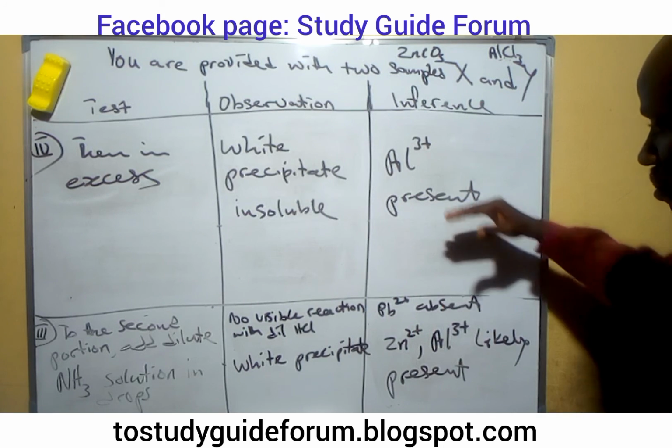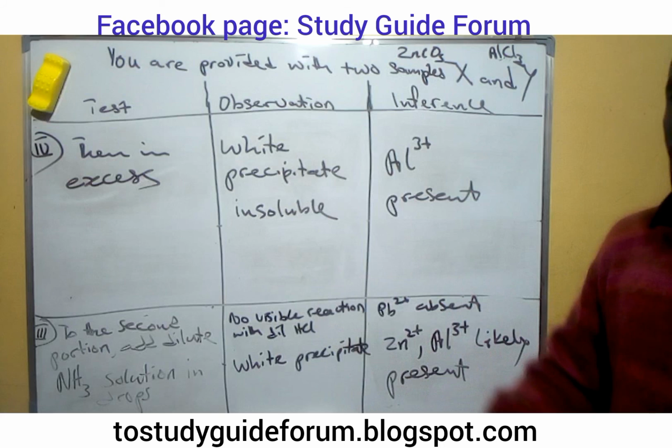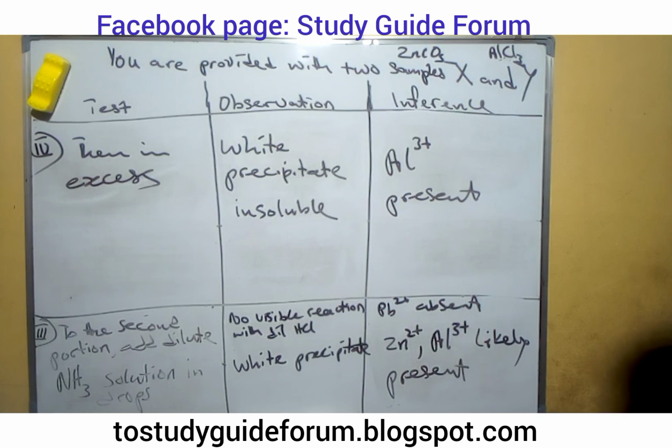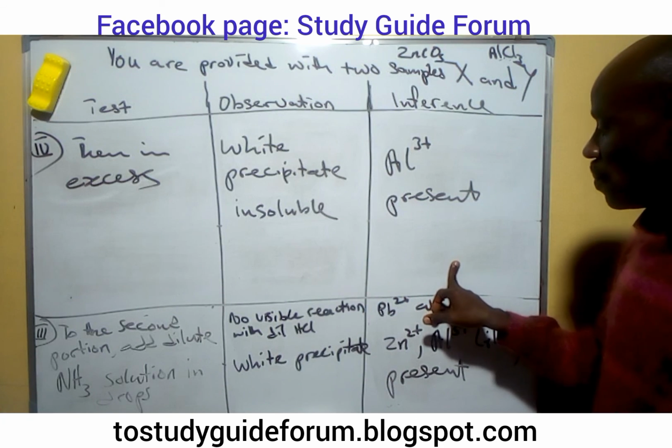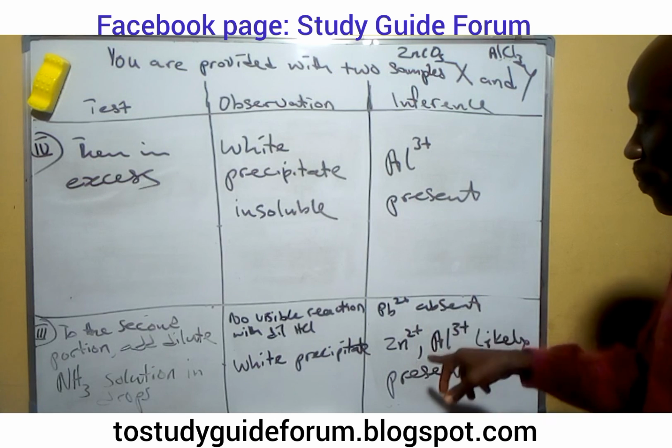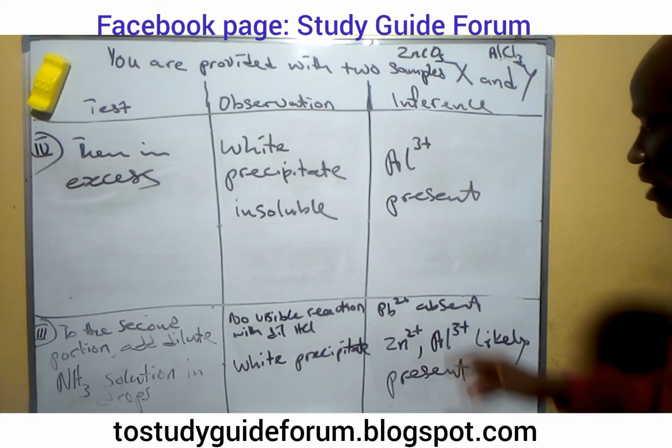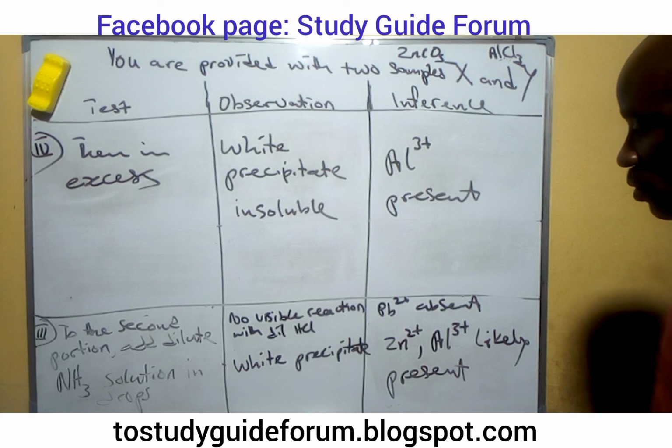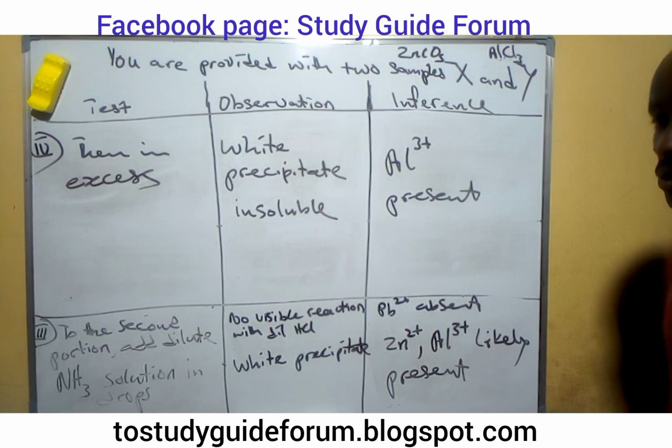This is the area from the point where you have the possible presence of lead, zinc, iron. That's the point you will start doing your elimination in order to get the exact ion that is present.